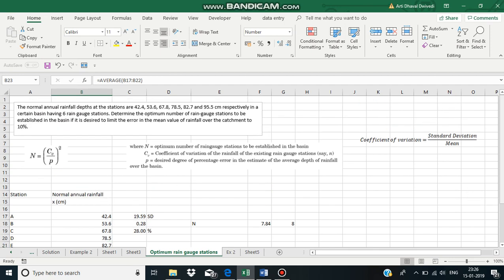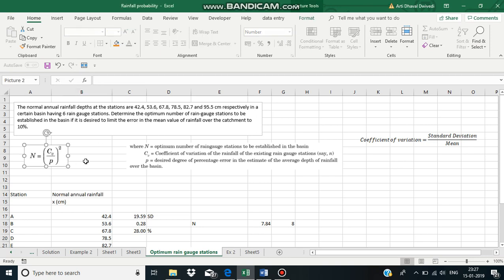Now what do we need to find out? We need to determine the optimum number of rain gauge stations to be established in this basin if it is desired to limit the error in the mean value of rainfall over the catchment to 10%. This is the formula we'll be using.